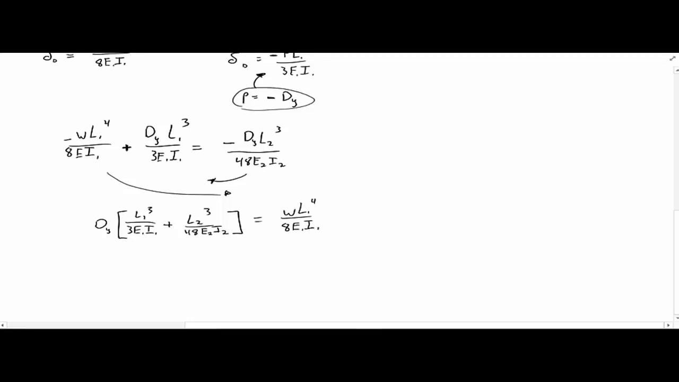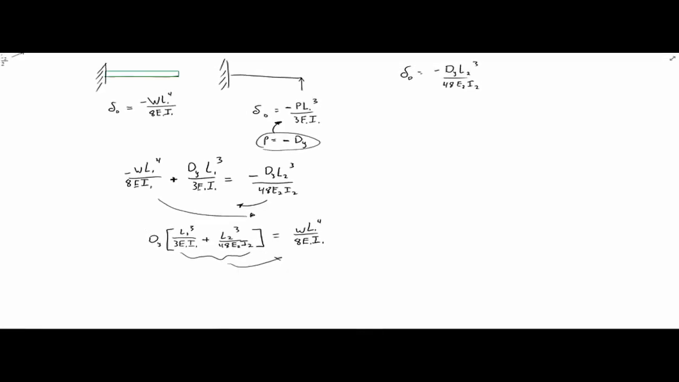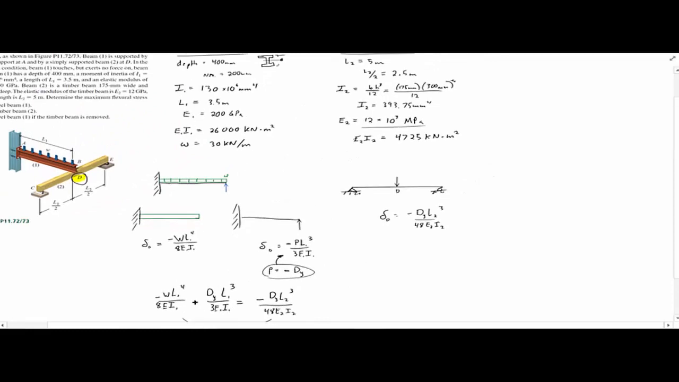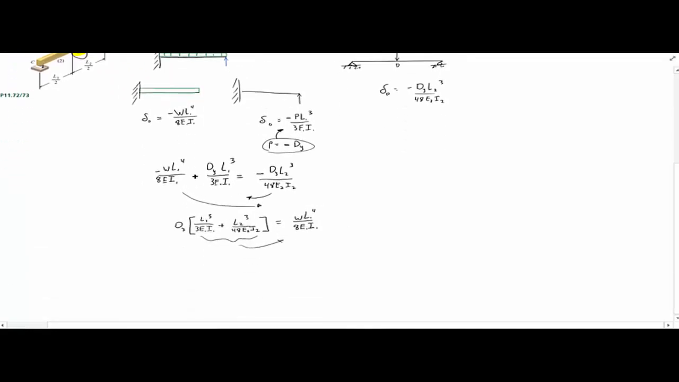Then you can take this portion here and divide it to this side, so D sub y equals a whole bunch of stuff, but everything else will be known. All the properties we already identified up here at the very beginning, we've already found them, so you can just basically plug and chug at that point.